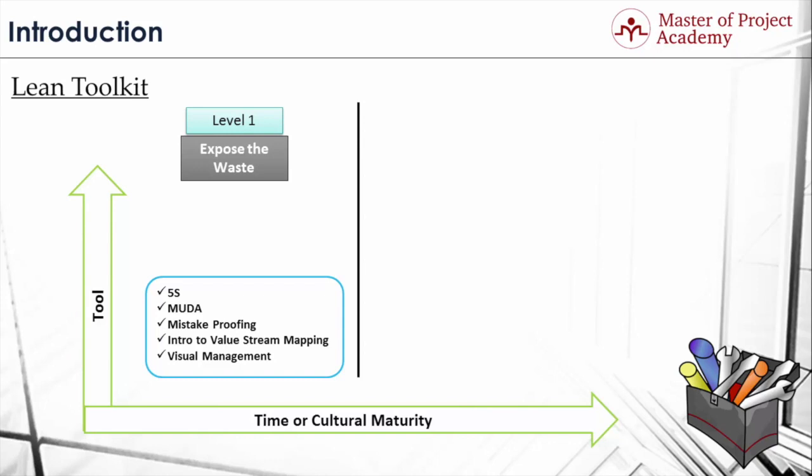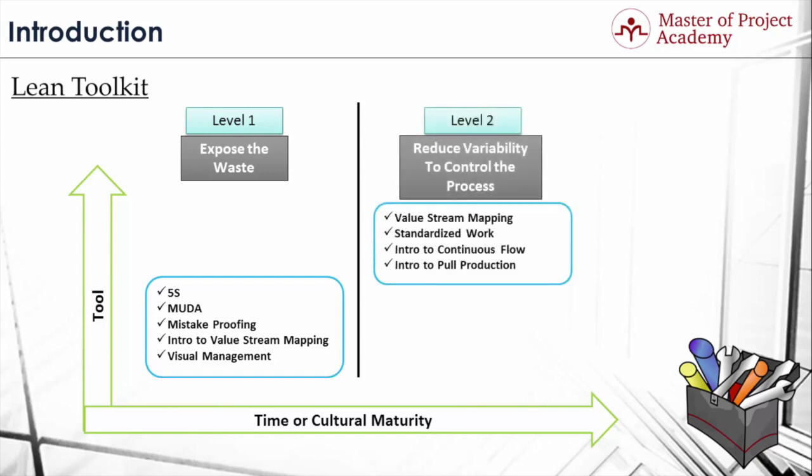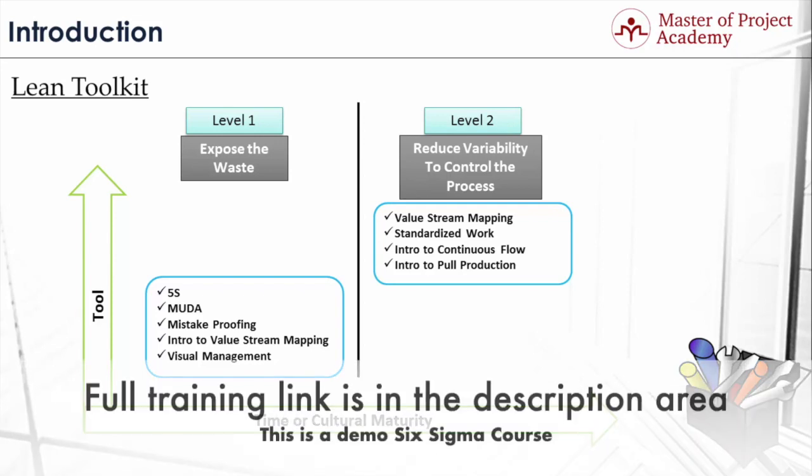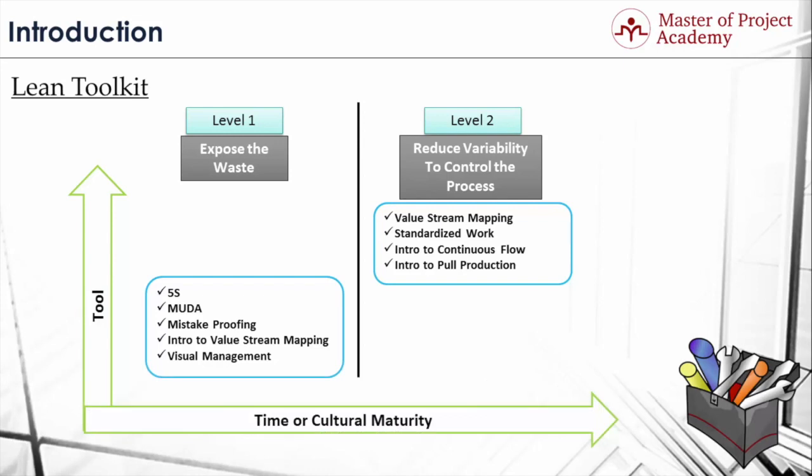To expose the waste, it takes help of 5 tools, i.e. 5S, muda, mistake proofing, value stream mapping or VSM, and visual management. The second level is targeted at reducing the variability to control the process. To reduce variability, it takes help of 4 tools, i.e. VSM, standardized work, introduction to continuous flow, and introduction to pull production.